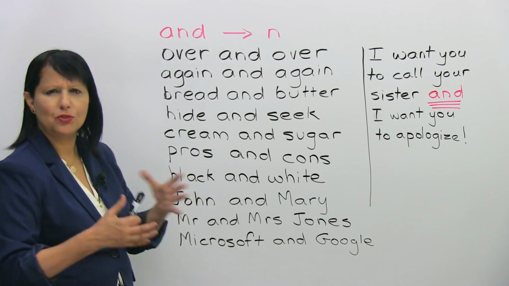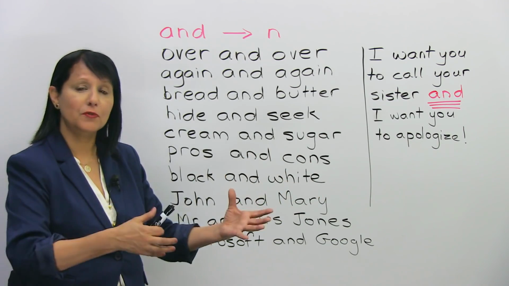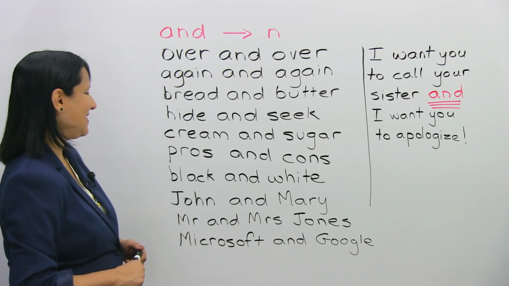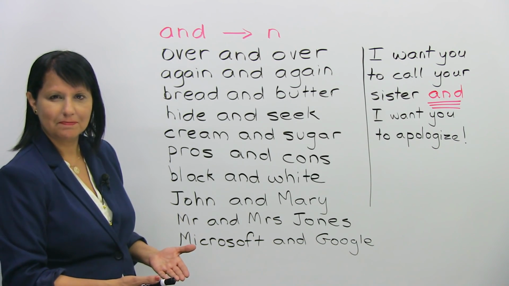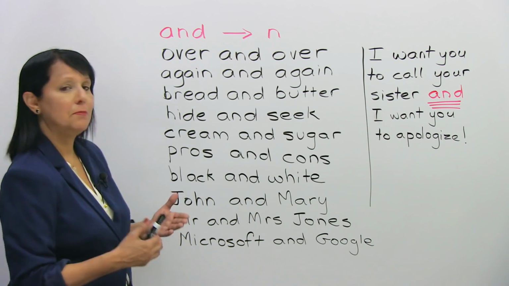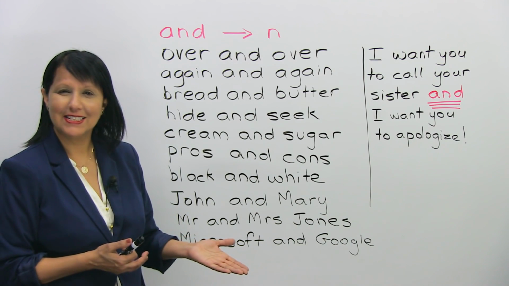This is a game that children play. Okay, it's called hide and seek. Somebody hides, somebody goes to look for them. Another word for looking is seek. All right, let's continue. Cream and sugar. Pros and cons. What are pros and cons?